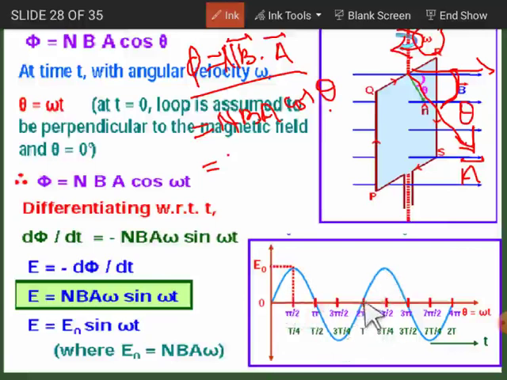Up to here, this is for one complete oscillation. Half of the oscillation is on the positive side, and in the second half it will be on the opposite side, which is taken as negative. If you take this side as positive, then the other side will be taken as negative. So it completes one oscillation, and if you keep on rotating, it will keep giving you this alternating current, as long as you have the rotation of the rectangular coil.